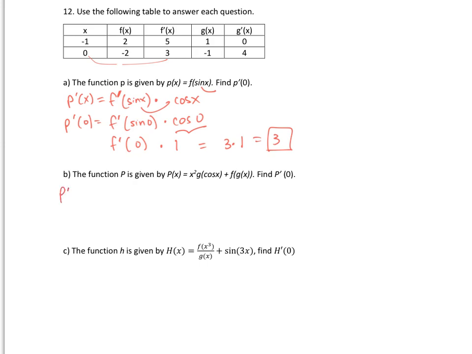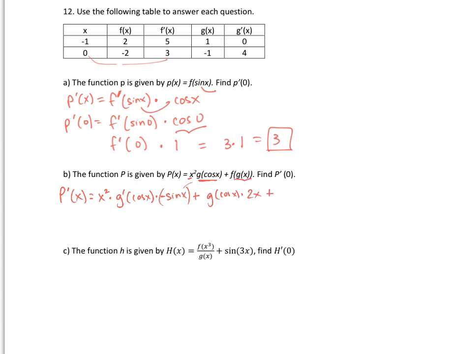Again, we need to find p prime of x. And in this case, for this one right here, I have to use the product rule. So this is going to be first times the derivative of the second, which will be g prime of the cosine of x, times the derivative of cosine of x, which is negative sine x. You can even say times 1, because you're chain ruling and multiplying that derivative of x, which is 1, but we're going to leave that out. Plus the second, g of cosine of x, times the derivative of the first, which is 2x.